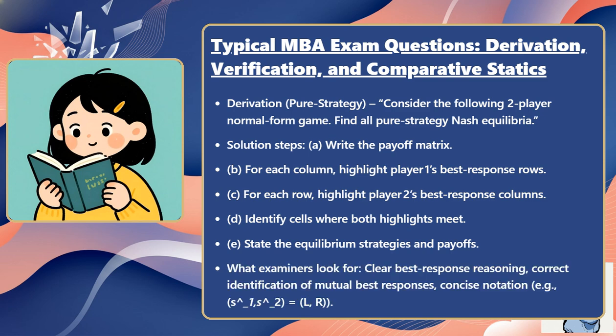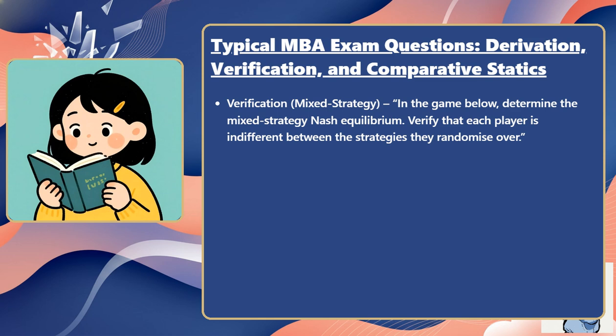What examiners look for: clear best response reasoning, correct identification of mutual best responses, and concise notation. For example, (S1*, S2*) equals (L, R). Verification, mixed strategy. In the game below, determine the mixed strategy Nash equilibrium. Verify that each player is indifferent between the strategies they randomize over.